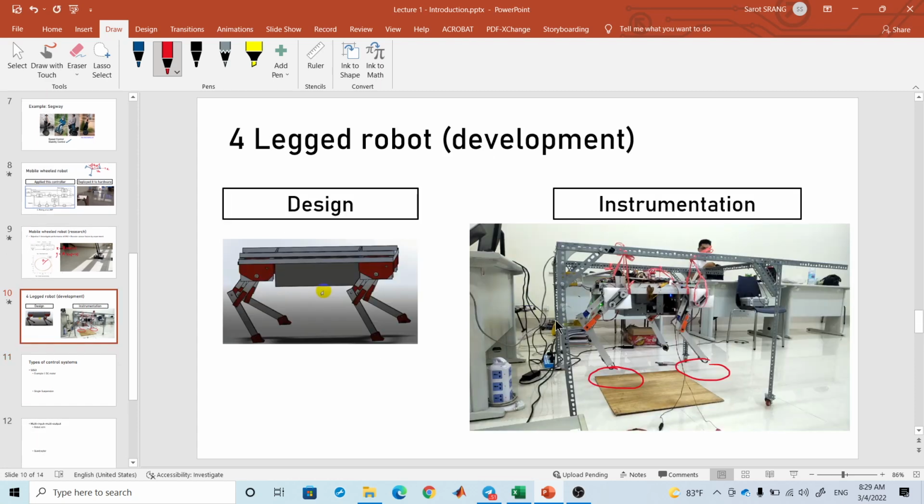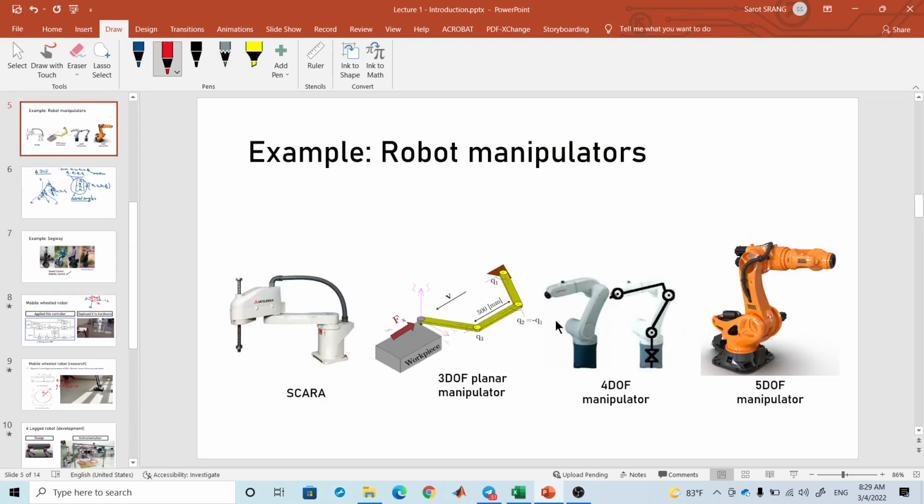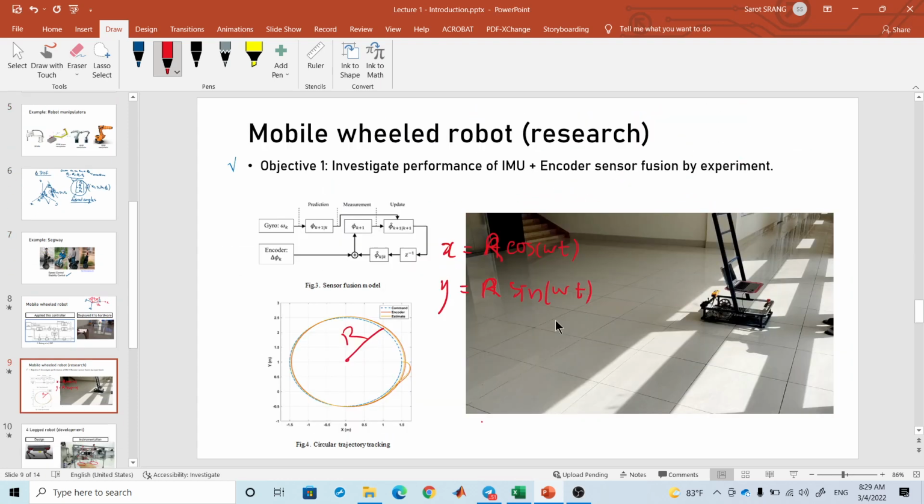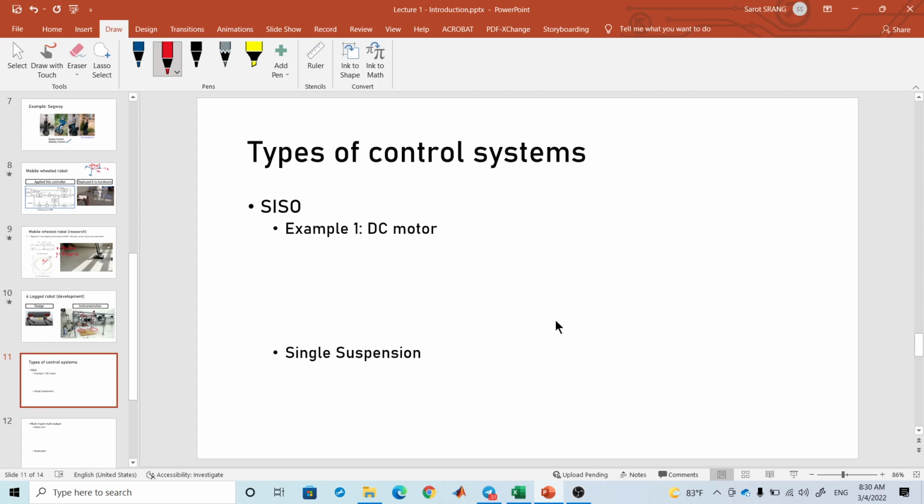All right, I can give another example. Not yet, let's go to the second point. I will give more examples when we discuss multi-input, multi-output systems. But okay, the second main point for today is the types of control systems.